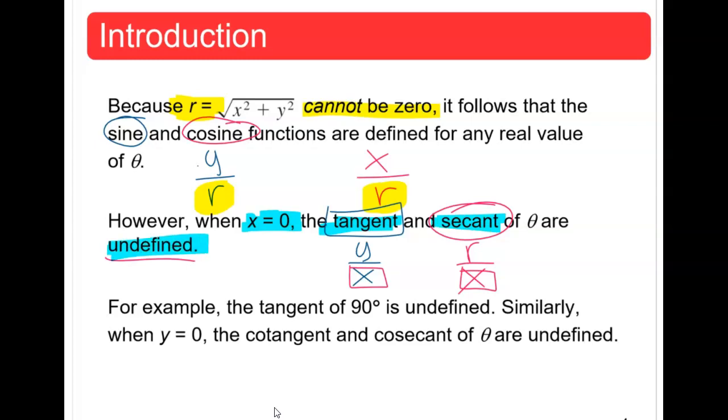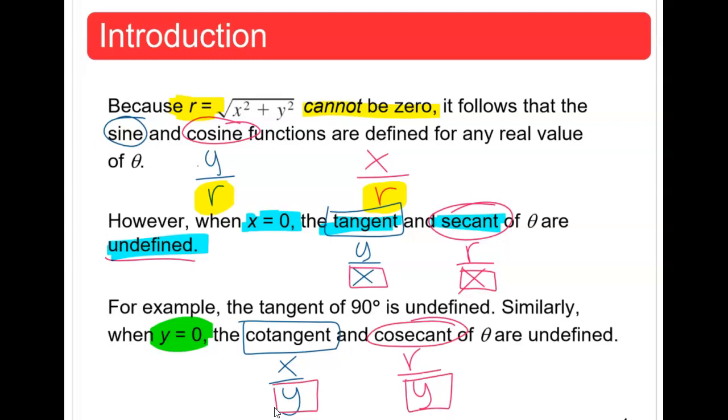Let's see what else. If y is equal to 0, then the two functions that will be undefined are cotangent, which I want to remind you is x over y, and cosecant, which is the reciprocal of sine, and that is r over y. So it's pretty easy to see that if we divide by 0, if y was to be 0, then it will be undefined. Now, where do those things happen?